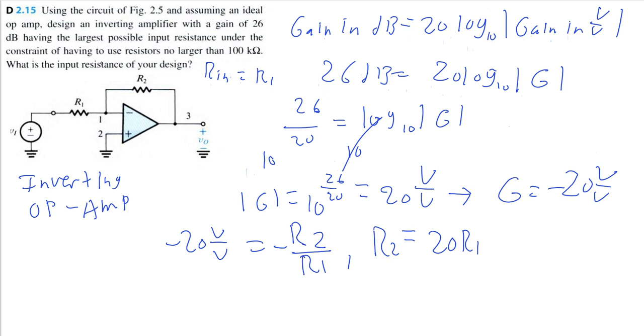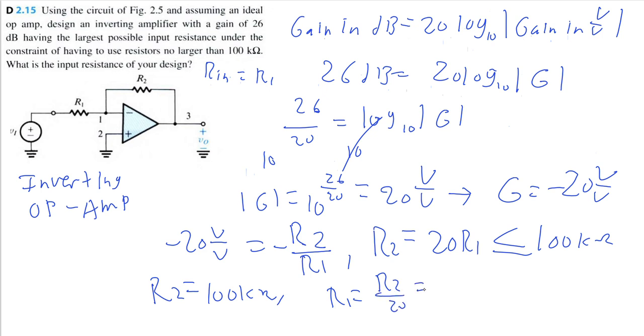And we see the constraint that resistors can be no larger than 100 kiloohms. And I know my R2 is going to be greater than R1 because my gain is greater than 1. Well, the absolute value is greater than 1. So given these constraints, we'll go ahead and make R2 equal to 100 kiloohms, which means R1 is equal to R2 divided by 20, which is equal to 100 kiloohms divided by 20.